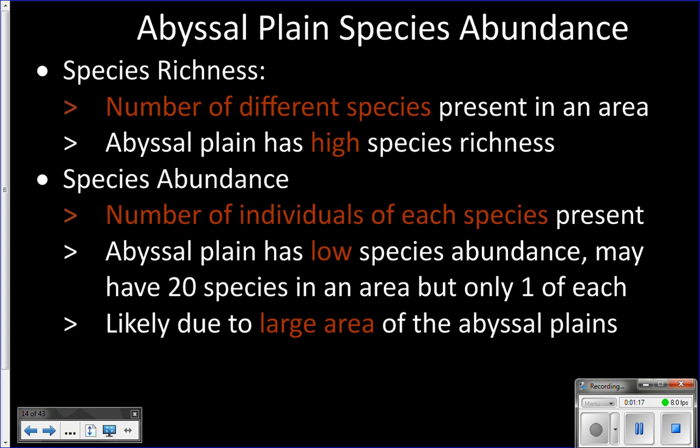So, on the abyssal plain, your species richness is high, your species abundance is low. So in a given area, you've got several different kinds of species that you'll find, but there may only be 1 or 2 of those types. Okay, so that is the species richness and species abundance on the abyssal plain. We think that's probably the case because the abyssal plain is so large that the animals are just spread out.